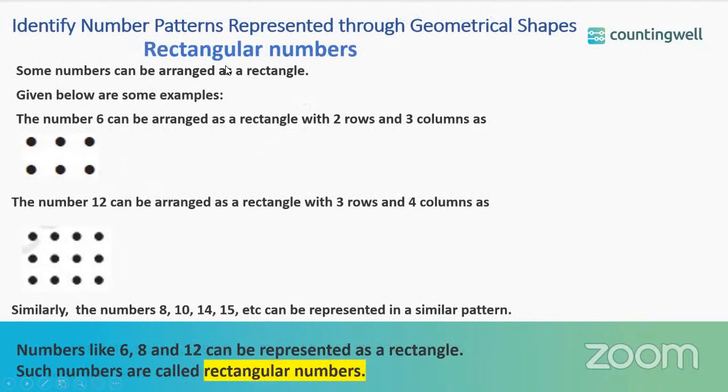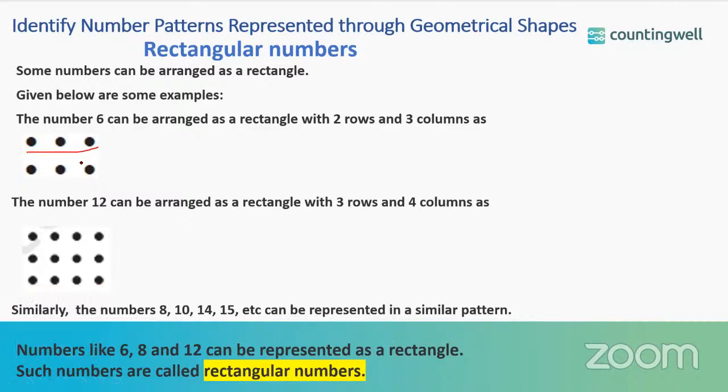Now let us see what are rectangular numbers. Some numbers can be arranged as a rectangle. So you can see given below are some examples. For example, 6. It can be arranged as a rectangle with 2 rows and 3 columns. So what are rows? Let me show you.